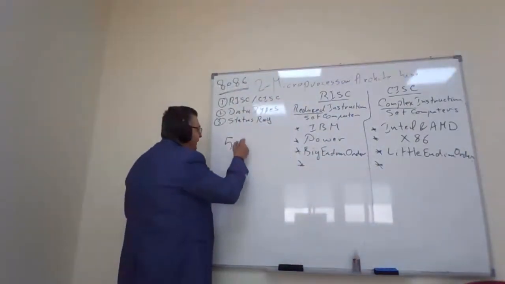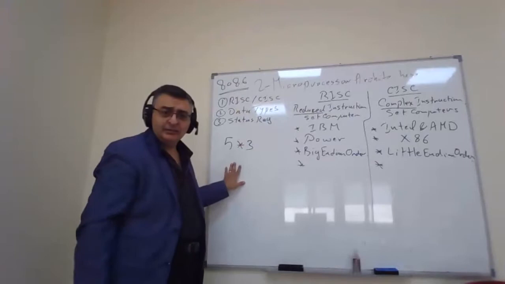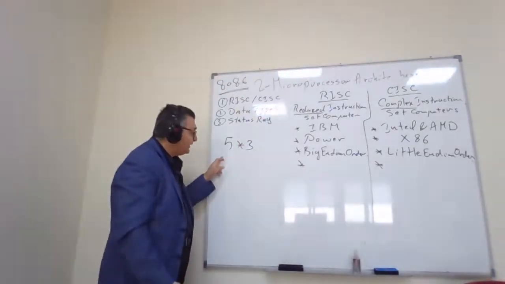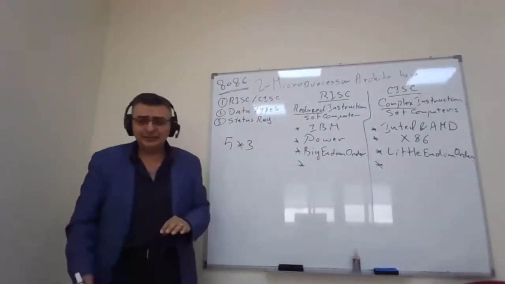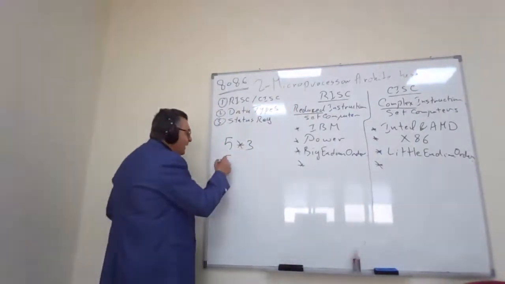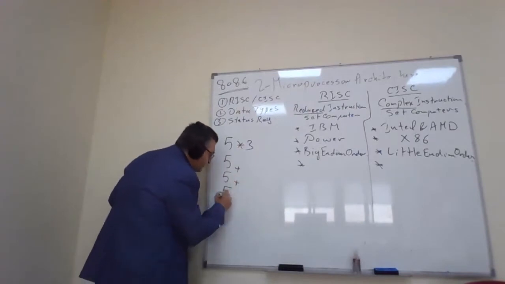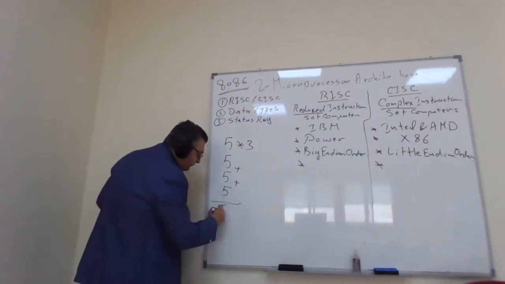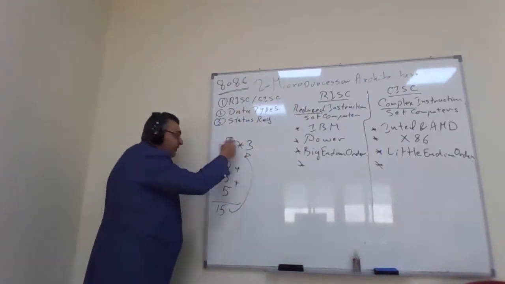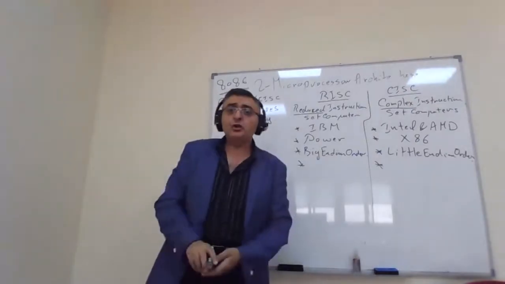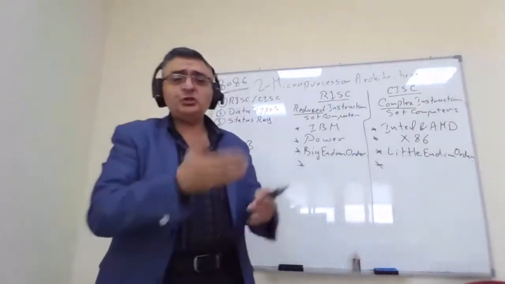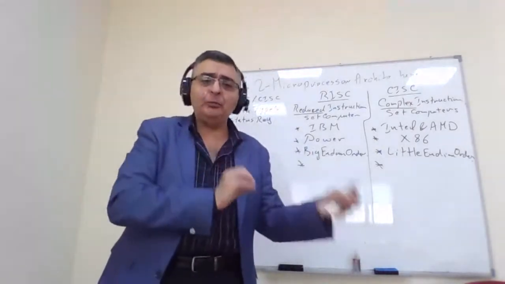If I want to multiply 5 by 3, we learned long ago how to do it. To multiply 5 by 3, you repeat the 5 three times, meaning I add 5 plus 5 plus 5. When I add the 5 three times, I will get the result of 15, which is the multiplication between 5 and 3. So actually I can dissect the multiply operation into basic add operations. Agree?